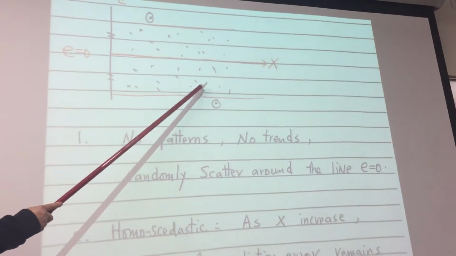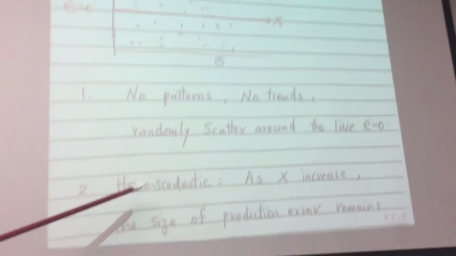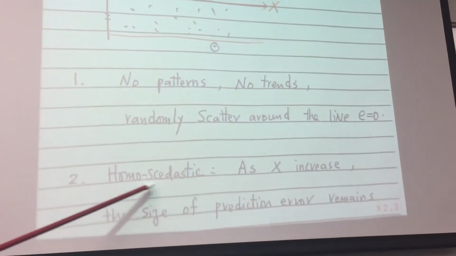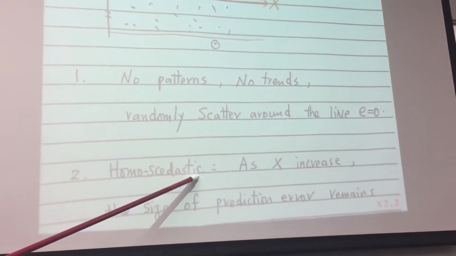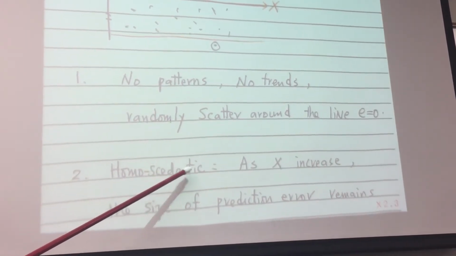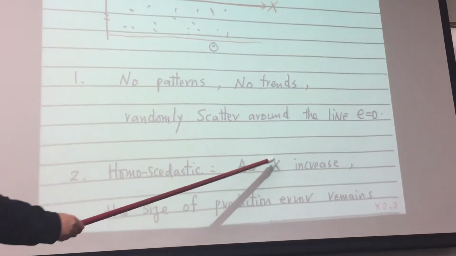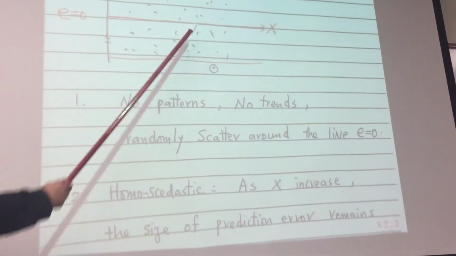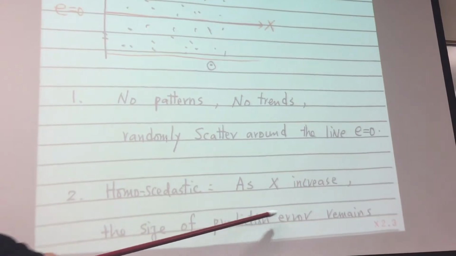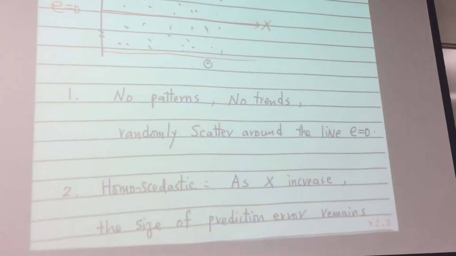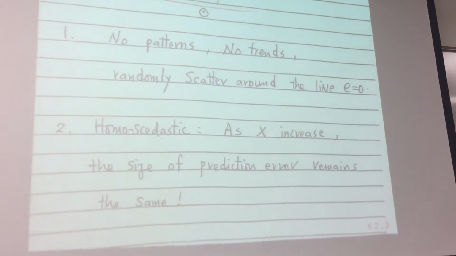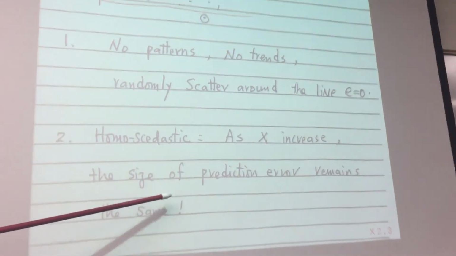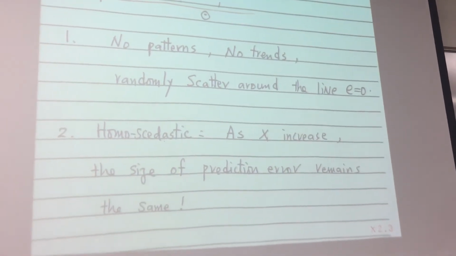Are you with me? And second, it should be homoscedastic. Homo means the same, and scedastic means degree of scattering. It should be the same degree of scattering. So as x increases, the size of the prediction error remains the same, okay? That's called homoscedastic. That's a good residual plot.